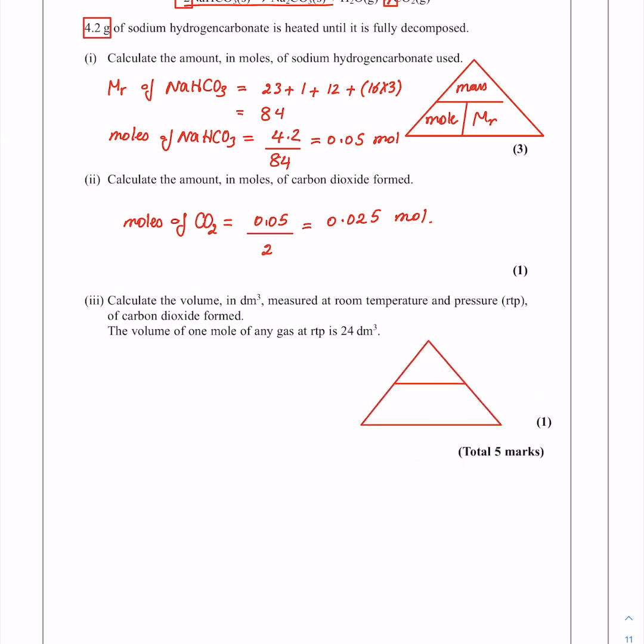Question triple I. Calculate the volume in cubic decimeter measured at room temperature and pressure, RTP, of carbon dioxide formed, given that the volume of 1 mole of any gas at RTP is equal to 24 cubic decimeter. The formula says moles equals volume over 24. So the volume of carbon dioxide gas measured at room temperature and pressure equals the moles we calculated, 0.025, times 24. This gives us 0.6 cubic decimeter.